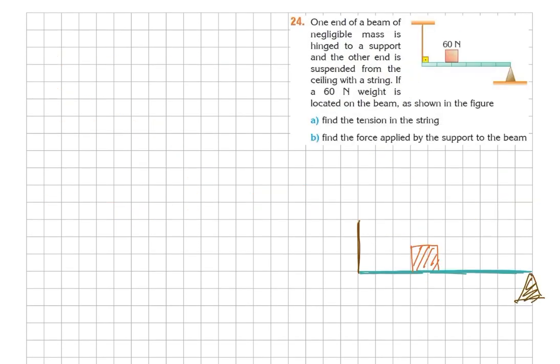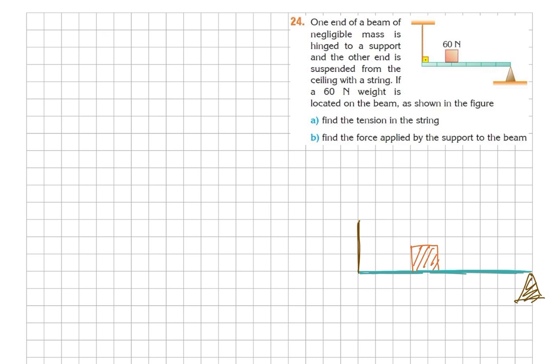Question 24. One end of a beam of negligible mass is hinged to a support and the other end is suspended from the ceiling with a string. If the 60 Newton weight is located on the beam, as shown in the figure, find the tension in the string. And B, find the force applied by the support to the beam.